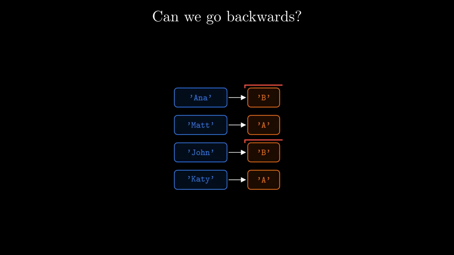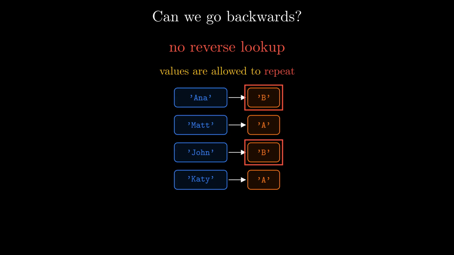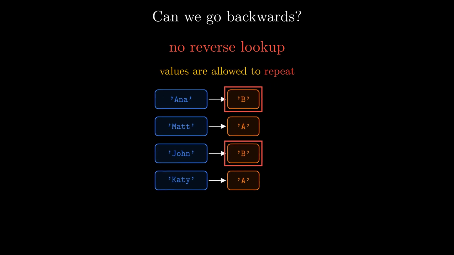Here's a natural question. Can we go backwards? Given a grade like B, can we ask which name maps to it? The answer is no. There is no single expression for the reverse lookup, and the reason is baked into how dictionaries work. Values are allowed to repeat.